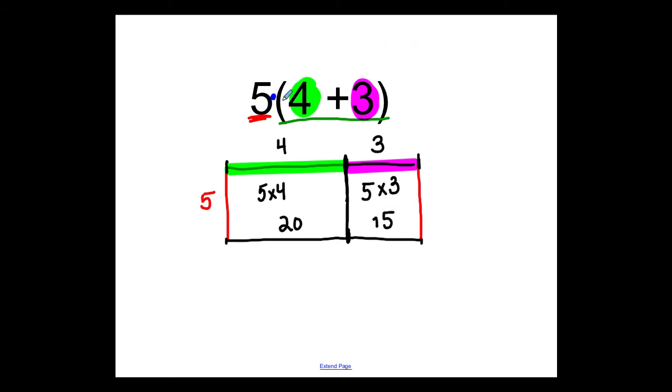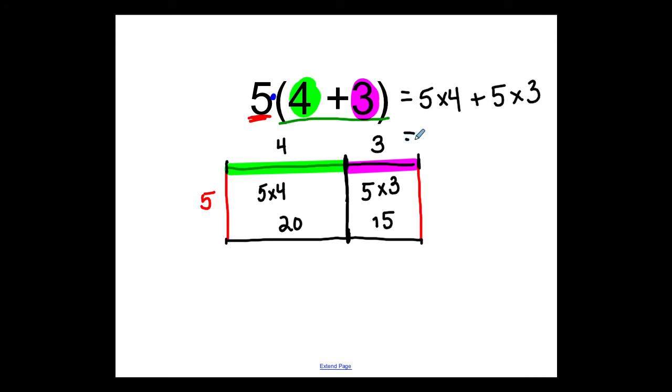So the distributive property is going to say that 5 times the sum of 4 and 3 is going to be the same as, so the area of this entire rectangle is going to be the same as taking the area of this rectangle and taking the area of this rectangle and adding them together. So let's take the area of this rectangle, which is 5 times 4 square units, and add it to the area of this rectangle, which is 5 times 3 square units.